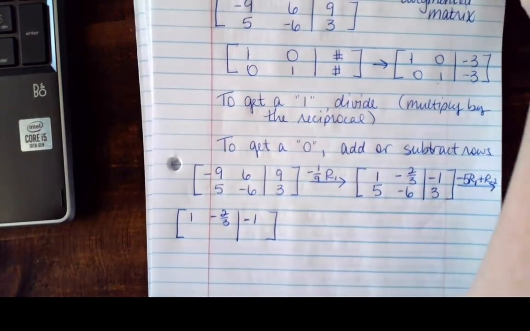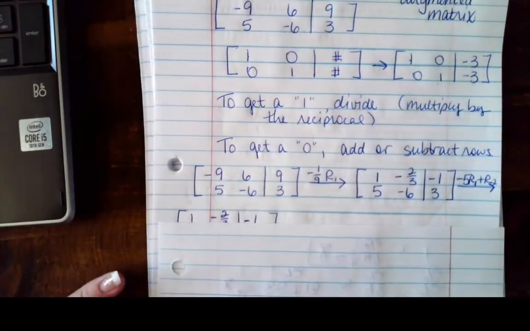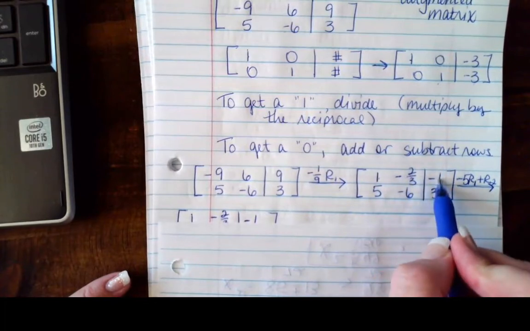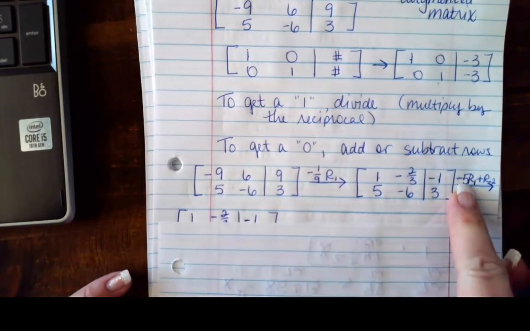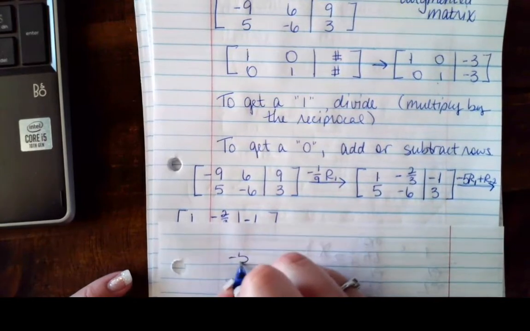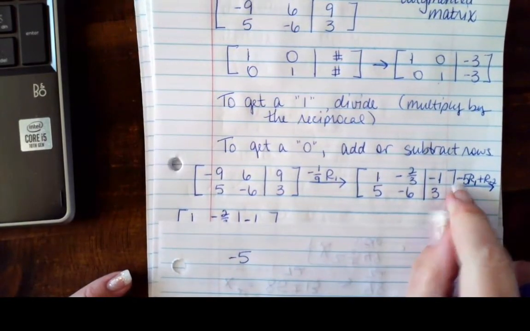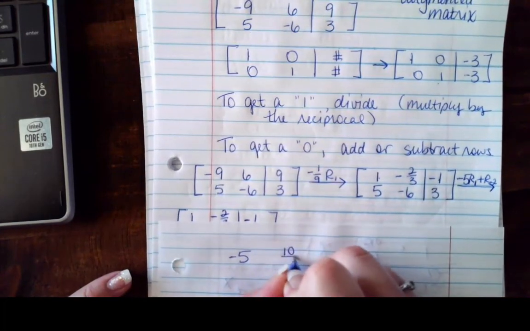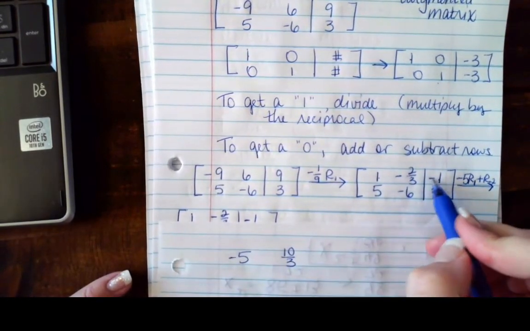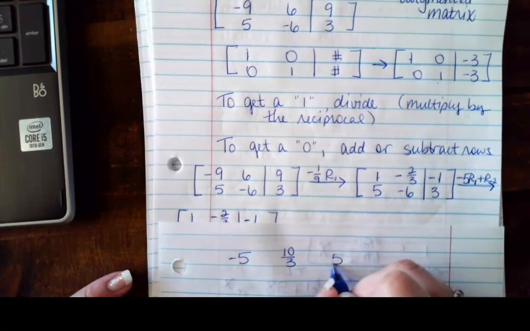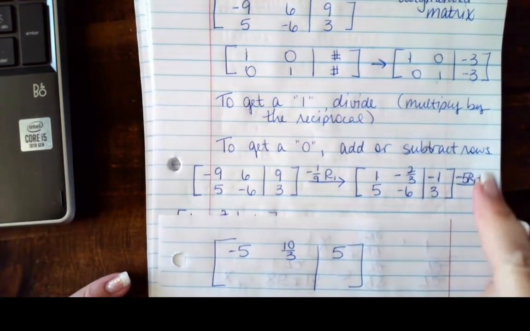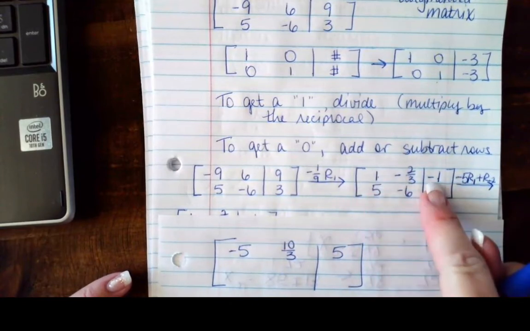And now what I'm going to do on a little piece of scratch paper is show you what I'm doing. Okay, so here's my scratch paper. What I'm taking is -5 times everything in row 1. Okay, so -5 times 1 is -5. -5 times -2/3 is 10/3. And then -1 times -5 is 5. Okay, so I took -5 times row 1.